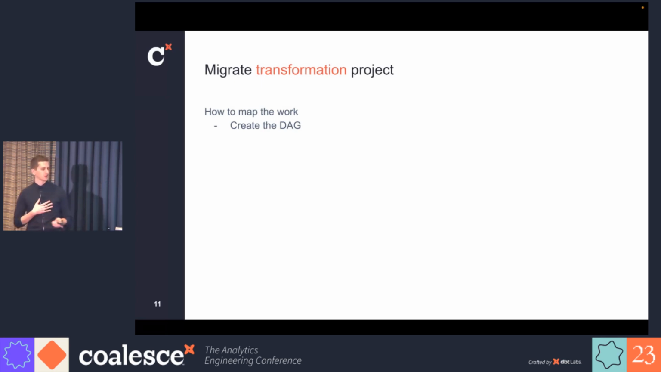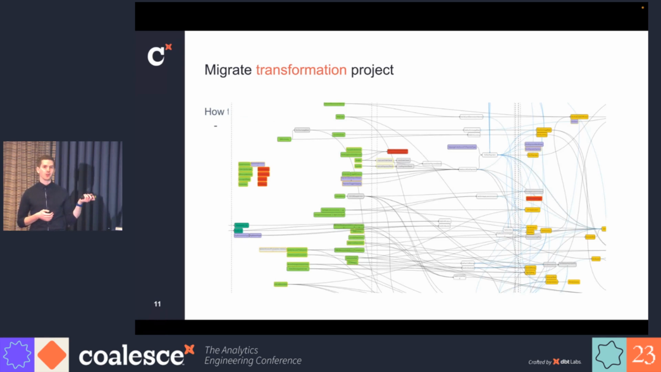So luckily, I was not the one to do this, but when you have to create the DAG manually, that can be a rather painful process. If you attended the keynote yesterday, I think Tristan showed the huge DAG that they had at DBT. So try to imagine creating that by yourself and going into all the models and building this yourself.